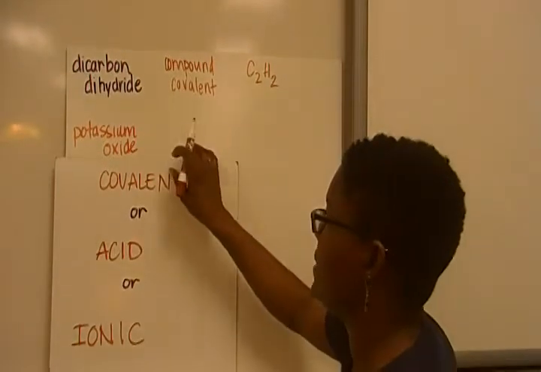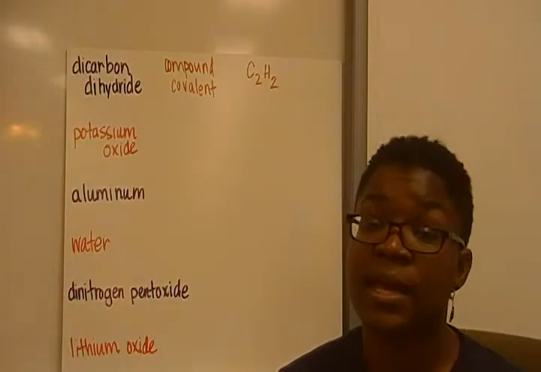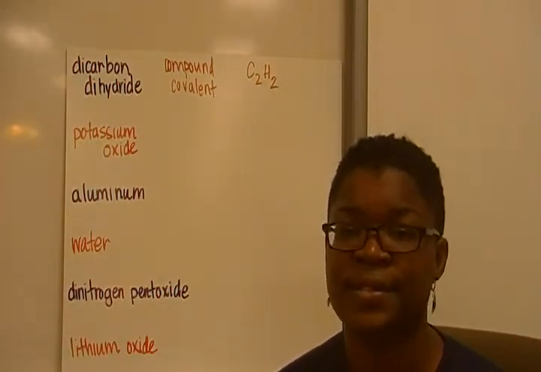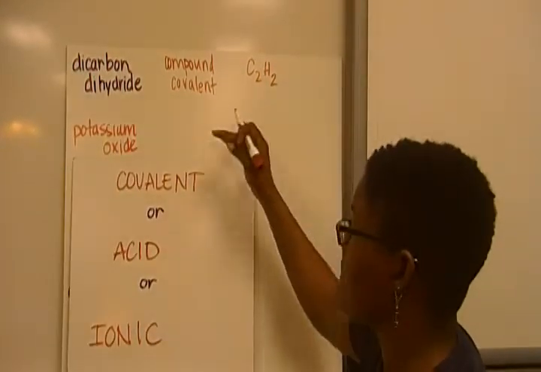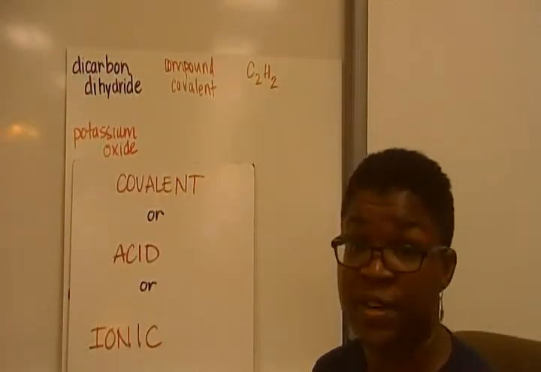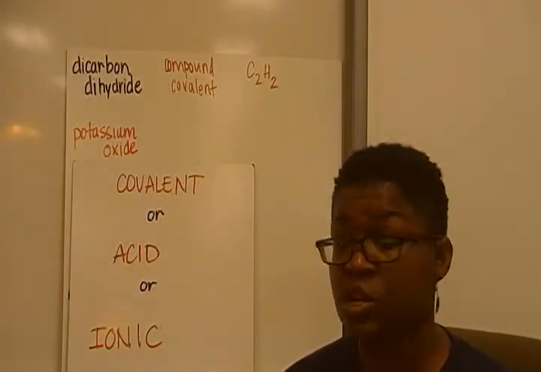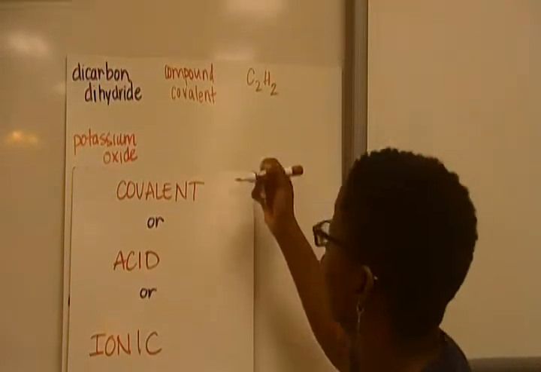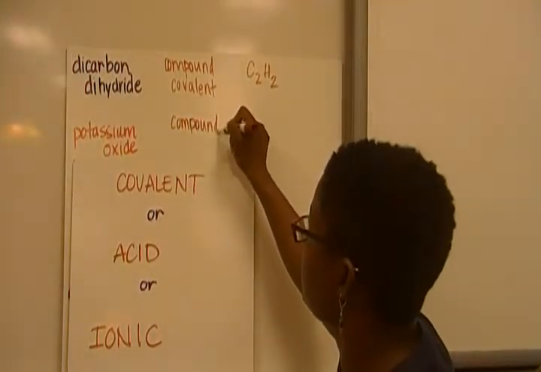Let's look at the next one, potassium oxide. Our question is always, is it an element or is it a compound? It has two elements in it. Because it has two elements in it, it's going to be a compound. So, when we get to our compound list, we have to decide, is it covalent, is it acid, or is it ionic? Well, we can look at it and see there's no prefixes in it, so that means it's not covalent. It doesn't have acid in its name, so it's not acid. So the only thing that's left is ionic. So we know this compound is ionic.